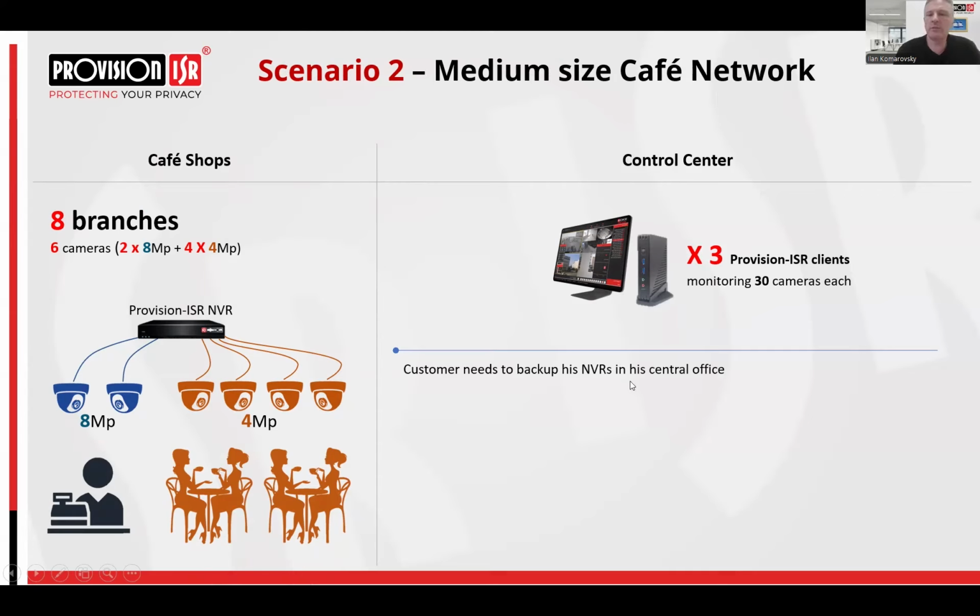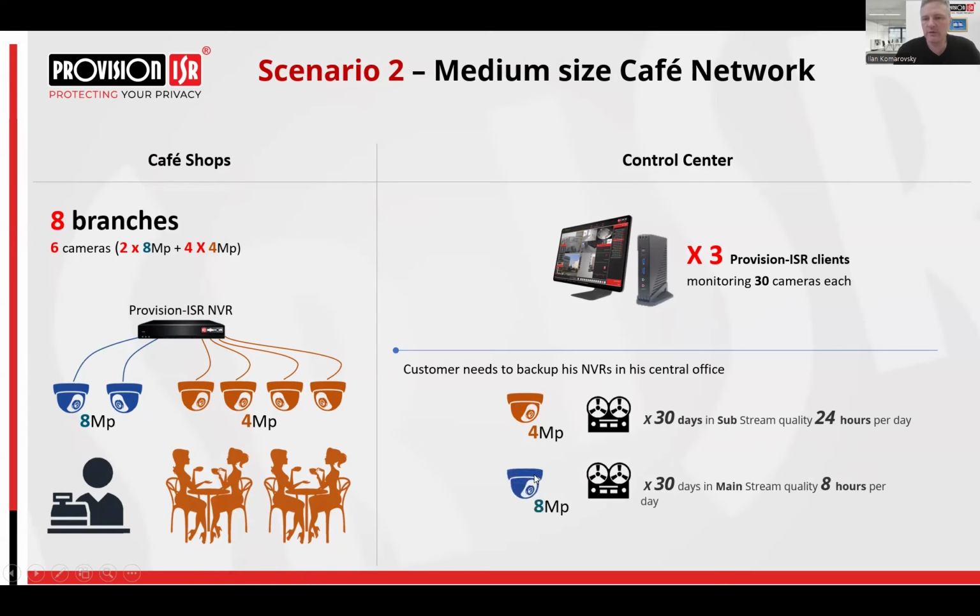An additional requirement he wanted is to do some backup. So he wants to store those 4 megapixel cameras for 30 days in the sub quality for 24 hours per day. And those more important cameras, which are overlooking the cashier, he wants to save for 30 days in main quality, but for only 8 hours per day of the working time. Okay, so this is the calculation we need to do.